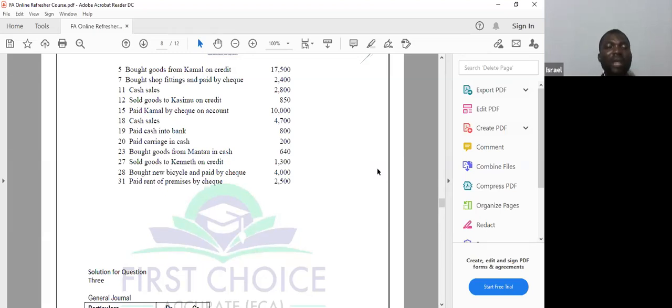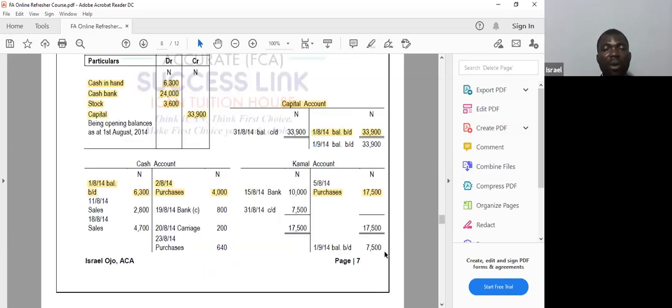And the other one is sales. What do you do by sales? Sales falls under income in the element of financial statement. And we said, whenever income increases, you credit your income. So we can come back here and okay, my cash is receiving 2,800.